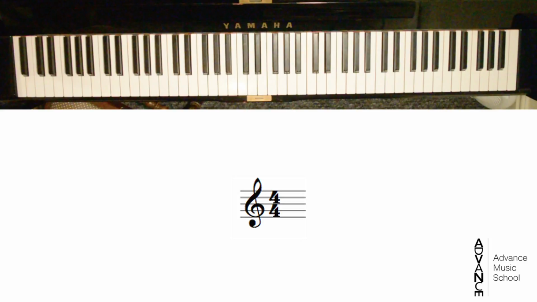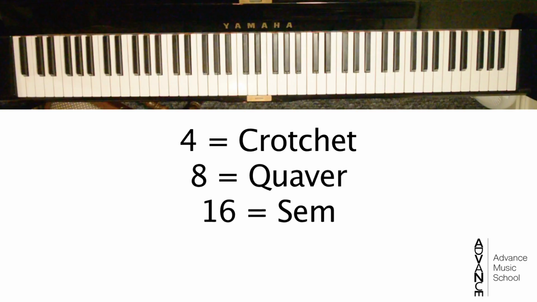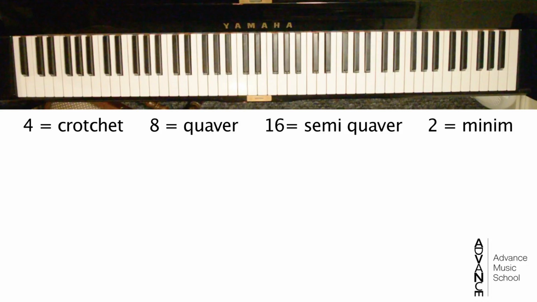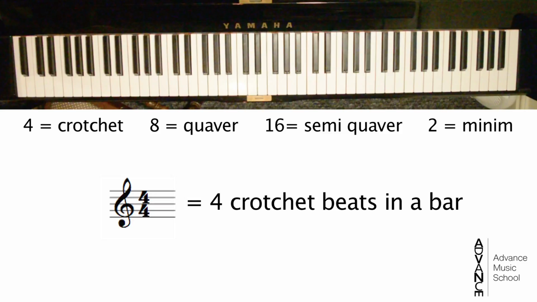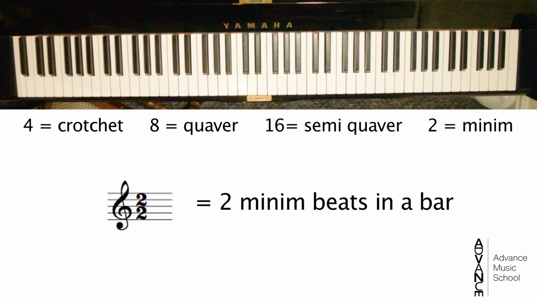The bottom number tells us what type of note to count. For example, 4 equals crotchet, 8 equals quaver, 16 equals semiquaver, and 2 equals minim. The top number tells us how many to count. So a time signature of 4/4 means 4 crotchet beats in a bar. 3/4 means 3 crotchet beats in a bar. 3/8 means 3 quaver beats in a bar. 7/8 means 7 quaver beats in a bar. 2/2 means 2 minim beats in a bar.